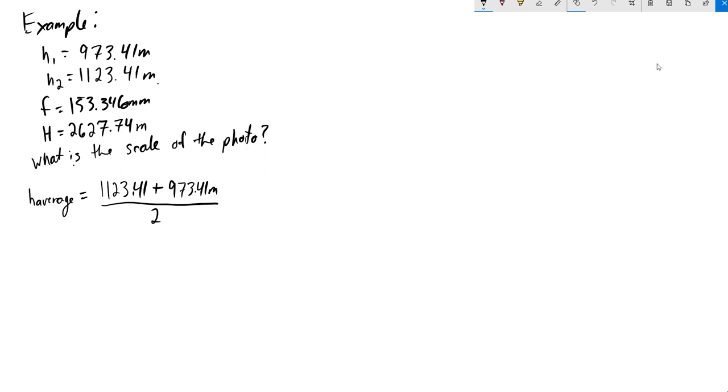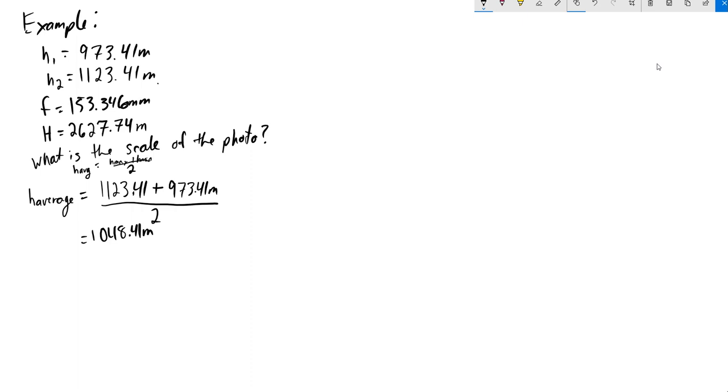So H average equals H max plus H min over 2. All right, so when we go to calculate that out, we end up with 1048.41 meters. So there's my average.